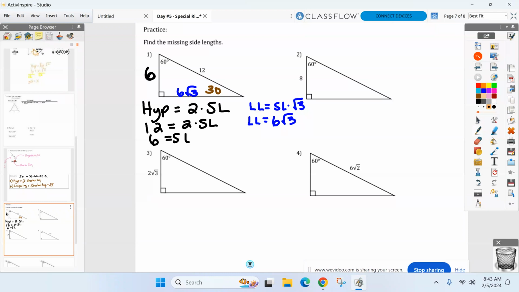Whatever you're given, write the rule down. Everyone's all good so far? All right, ready for 2?